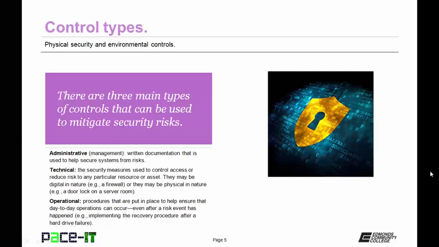Then there's technical controls. These are security measures used to control access or reduce risk to any particular resource or asset. They may be digital in nature, as in a firewall, or they may be physical in nature, as in a door lock on a server room. And finally, we have operational controls. They're procedures that are put in place to help ensure that day-to-day operations can occur even after a risk event has happened, as in implementing the recovery procedure after a hard drive failure.